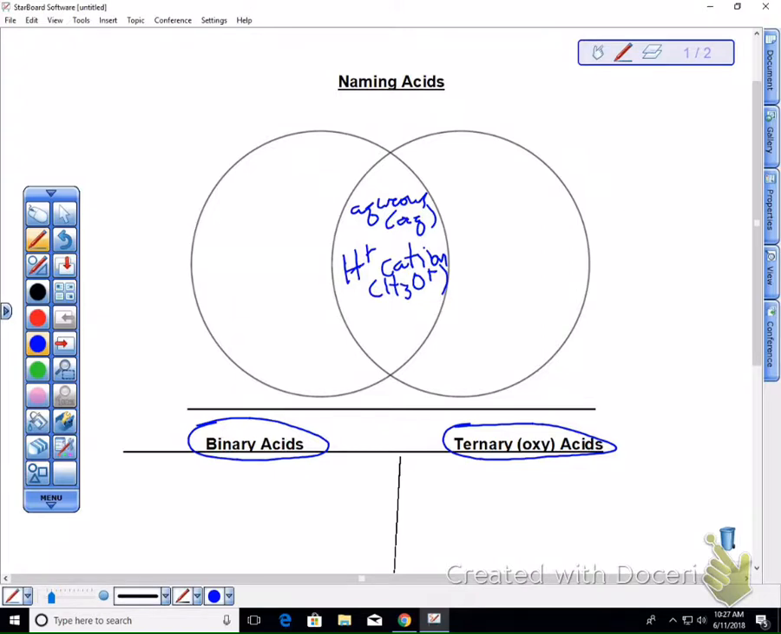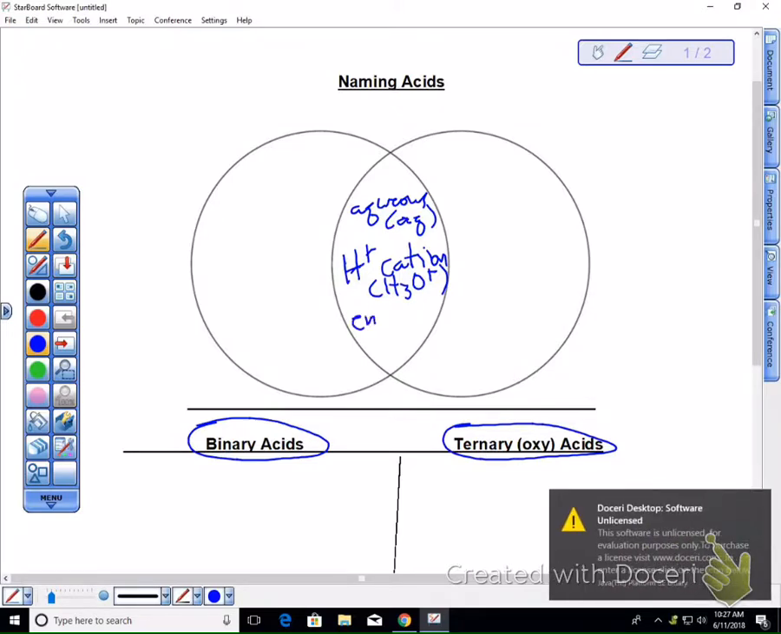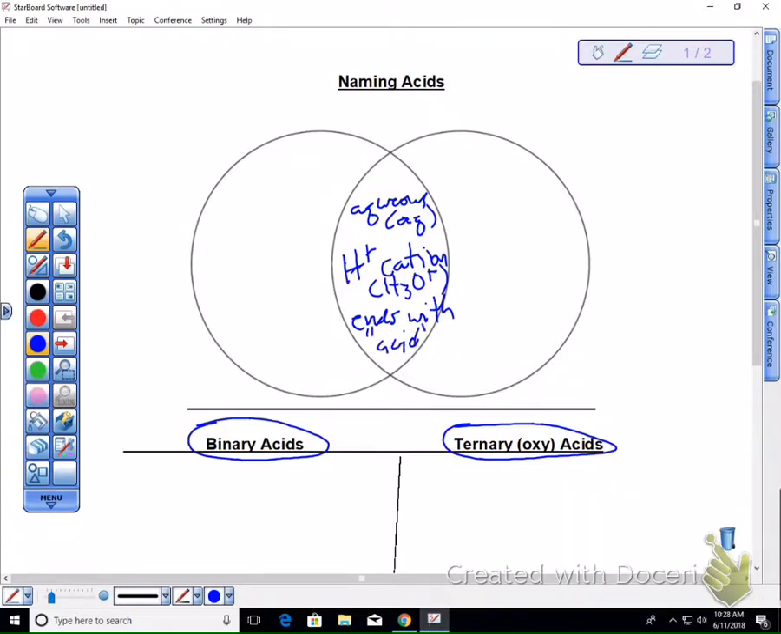And then the last similarity that I wanted to mention to you is that when you name any acid, the name always ends with the word acid. So that's something you'll see in common with everything. Now let's go back to binary acids and talk about some unique things about binary acids.